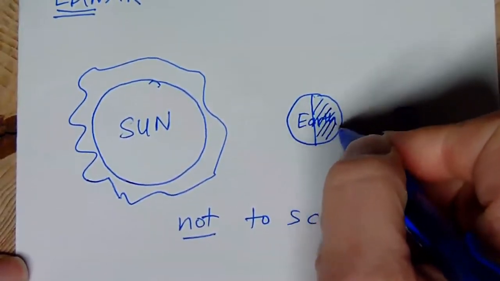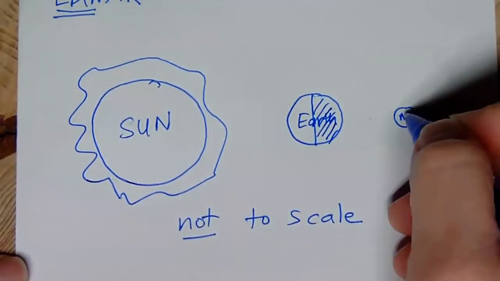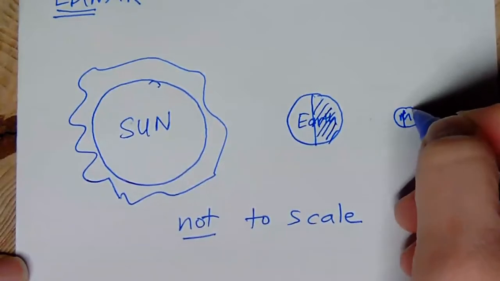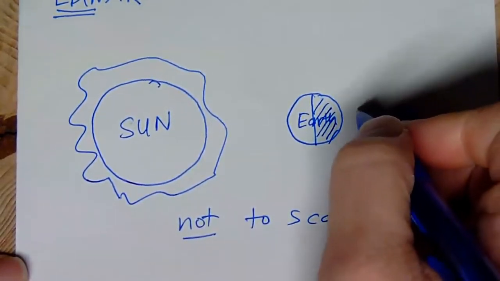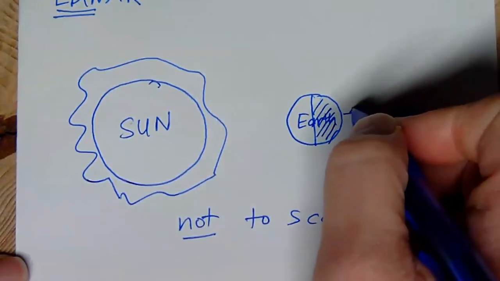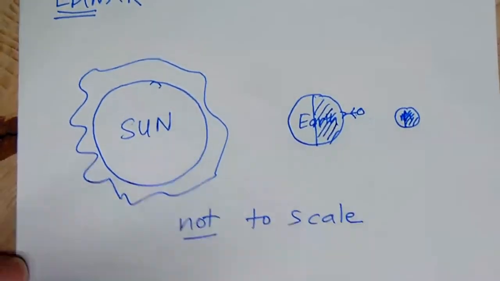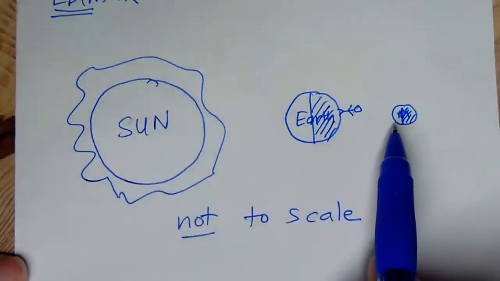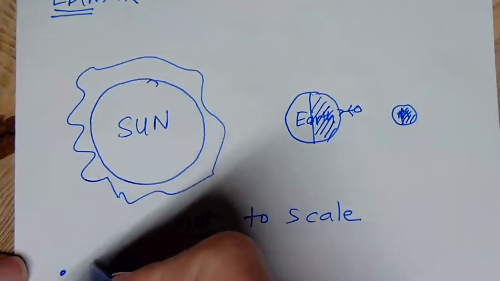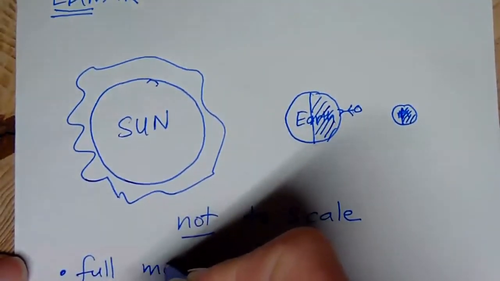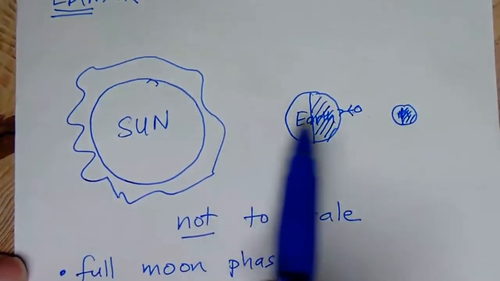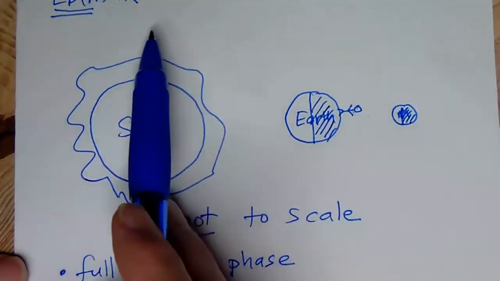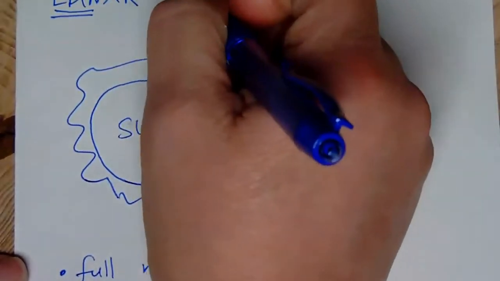The side facing away is dark. So if we were going to be on Earth looking at the moon, this would happen in the full moon phase. That makes sense because a lunar eclipse is when we can't see the moon.